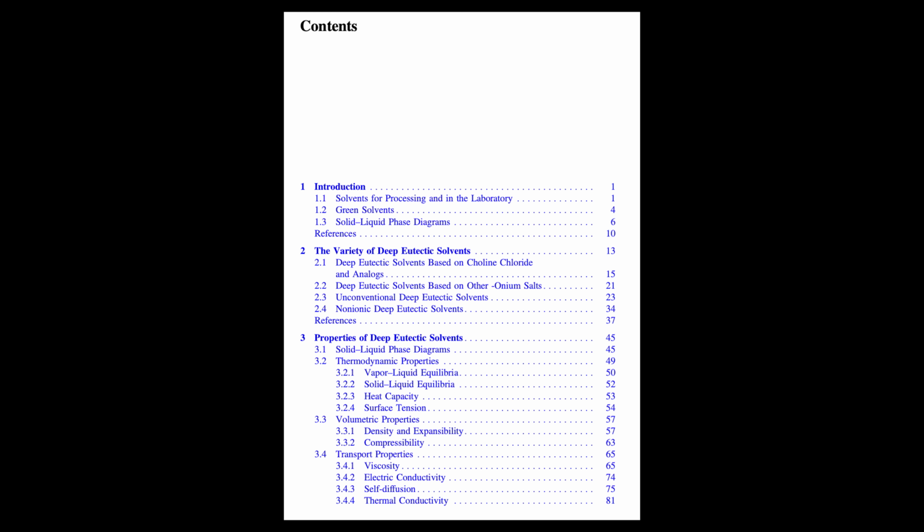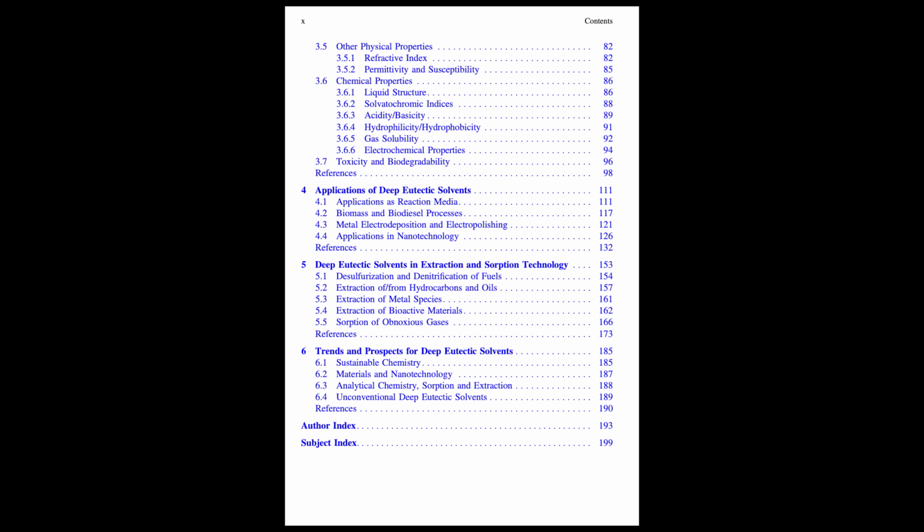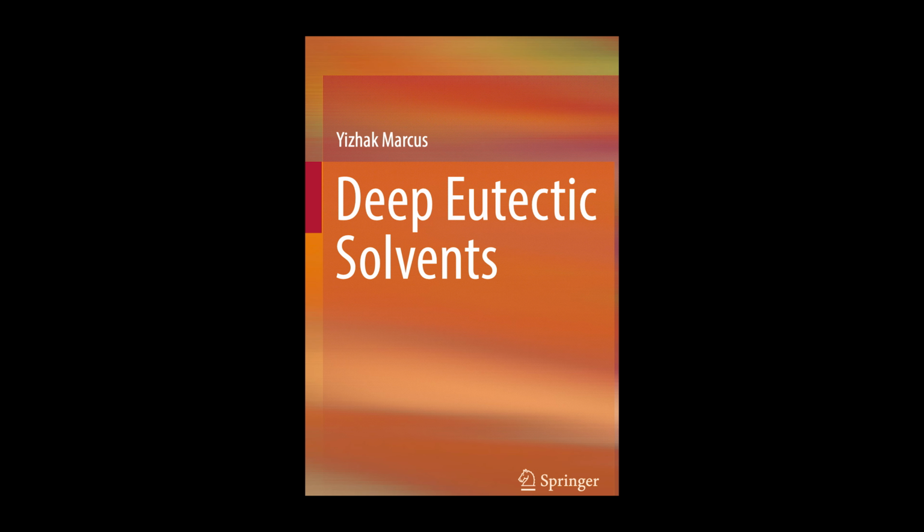This is vital for using DES in things like batteries, capacitors, or electroplating. Key properties include the electrochemical potential window, the EPW. What's that? It's the voltage range over which the DES is stable. If you apply a voltage outside this window, the DES itself starts to break down, oxidize, or reduce. So a wide EPW is usually desirable. Table 3.20 lists EPWs for some DES. Other things like ionic conductivity and double-layer capacitance are also important for electrochemical device performance.